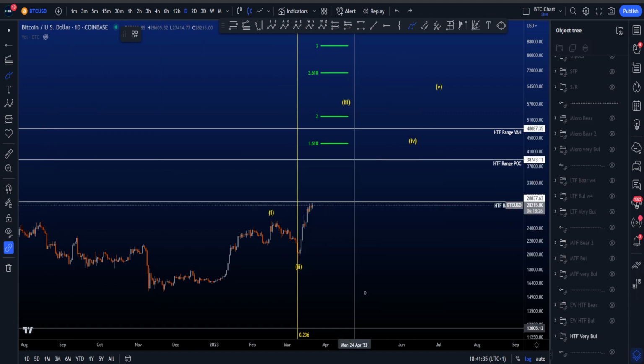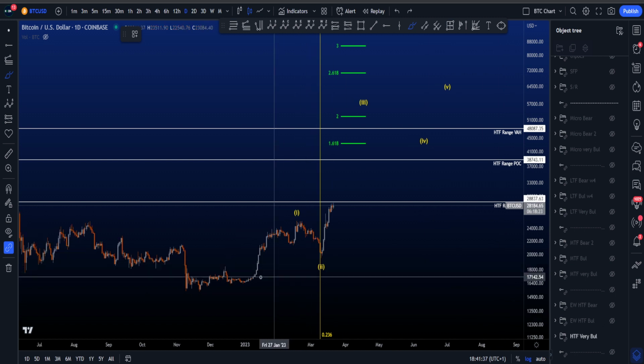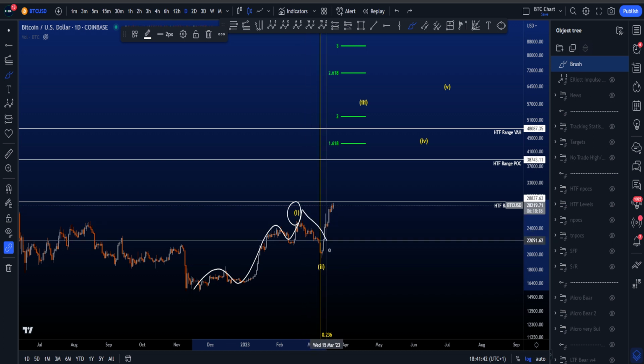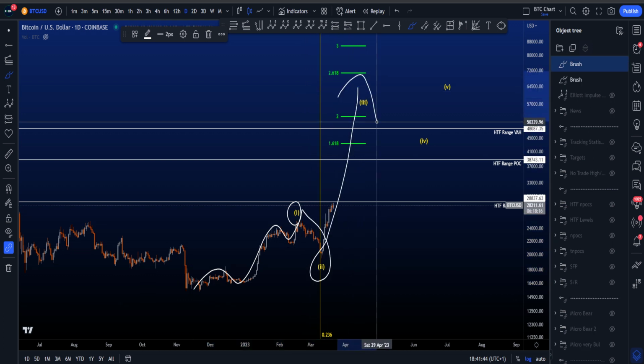The first scenario we're going to take a look at is the very bullish scenario, first starting on the high time frame. So we have then a 5 wave over here in a wave 1, followed by a wave 2, looking for 3 to the upside.